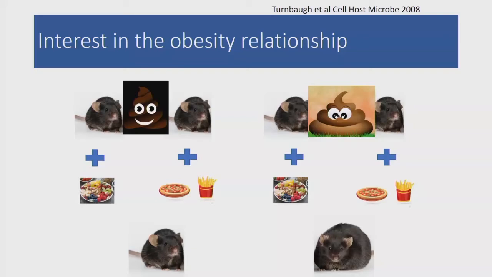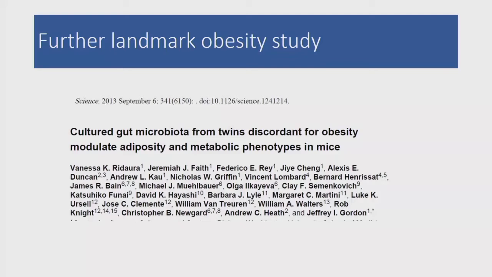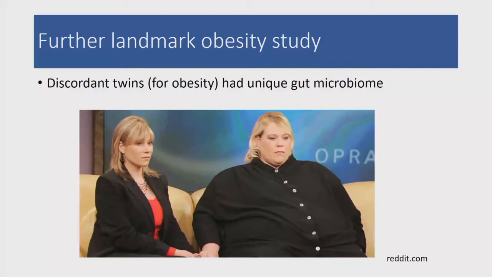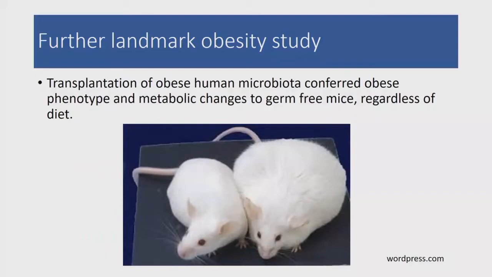This was then followed by a further landmark study where they looked at the gut microbiota in identical twins that were discordant for obesity. They found that these twins had a unique gut microbiome. When they transplanted that human microbiota to lean germ-free mice, the obese phenotype and the metabolic changes associated with obesity were also transferred, regardless of the diet that the animals were receiving.